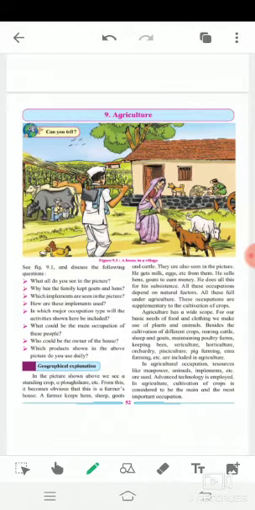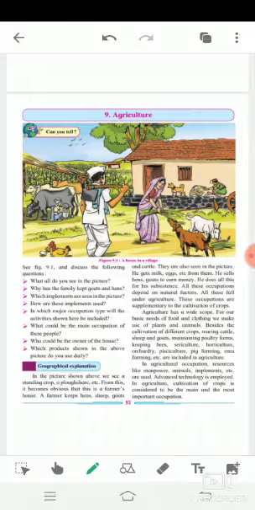Today we are going to teach standard 7 geography, chapter number 9, agriculture. So let's start with the new paragraph. In the picture shown above, we see a standing crop, a plough share, etc. From this, it becomes obvious that this is the farmer's house.